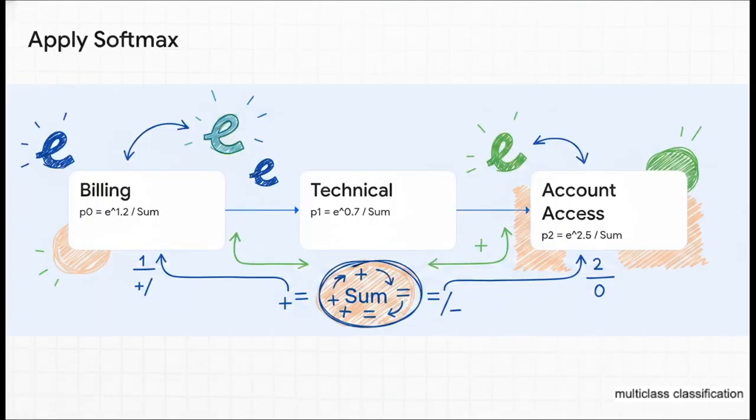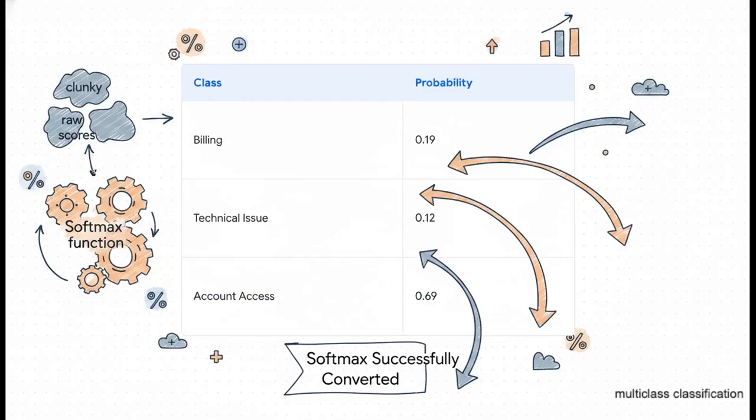To find our actual probabilities, we plug those raw scores right into our softmax formula. For billing, we calculate e to the power of 1.2. For technical, it's e to the power of 0.7. And for account access, e to the power of 2.5. We then create our denominator, that sum we talked about, by just adding those 3 exponential values together. Finally, we divide each class's exponential value by that total sum. Simple as that. And here are the final calculated results.